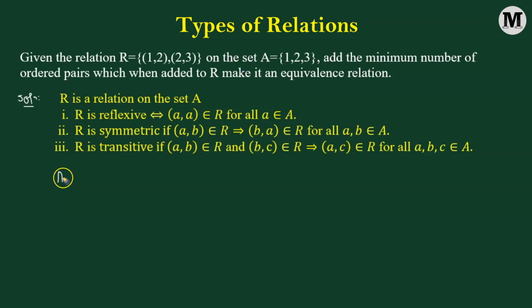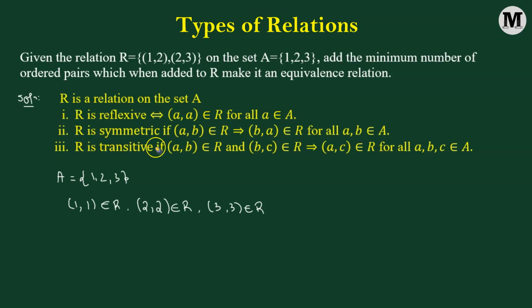That means in our case, we have the set A containing three elements 1, 2, 3. If we pick the element 1, then the ordered pair (1, 1) must belong to the relation R. If we pick the element 2, then (2, 2) must belong to R. And for the element 3, (3, 3) must belong to R as well. Only then can we say that R is reflexive. So our relation R must contain these three ordered pairs (1, 1), (2, 2) and (3, 3) for it to be reflexive. Next, let's check for symmetry.